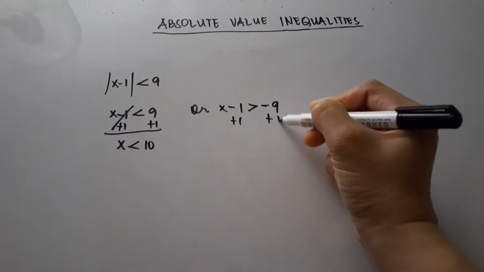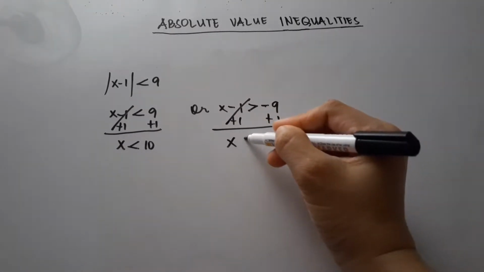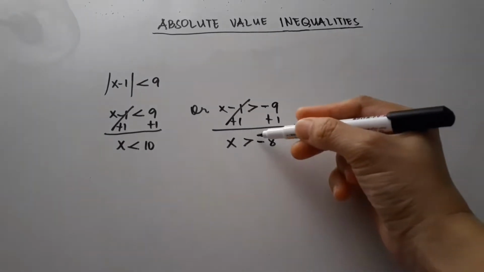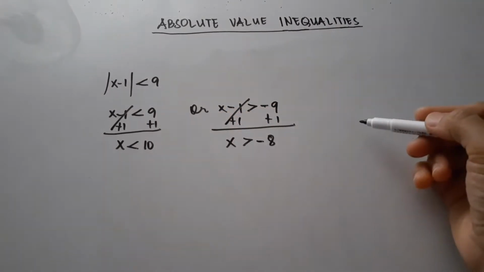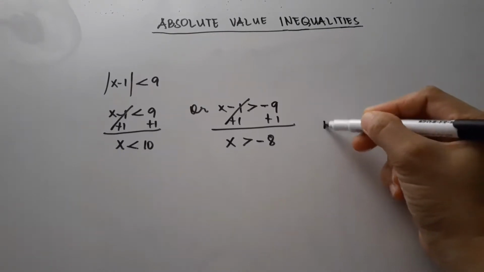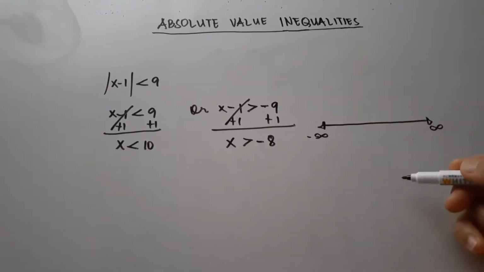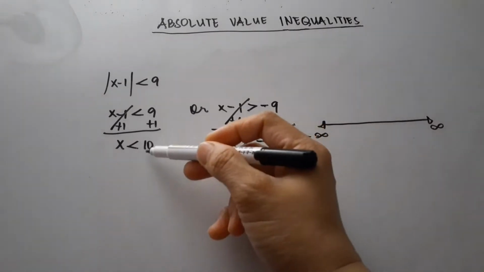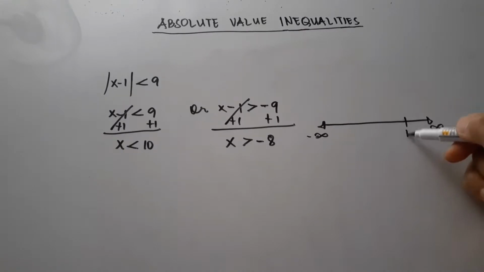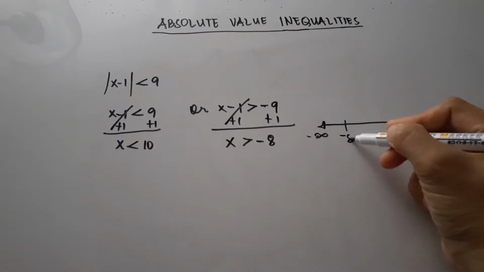And here we add 1 to both sides, canceling out the positive and negative 1. So the remaining x is equal to negative 9 plus 1, which is negative 8. Therefore, x is greater than negative 8. Then we can locate the directions in the interval notation. So this is positive infinity and this is negative infinity. We locate 10 on the positive side, and negative 8 on the negative infinity side.